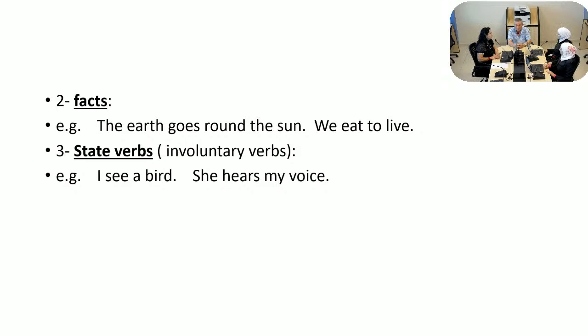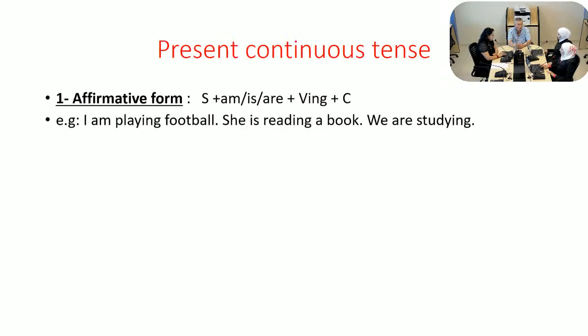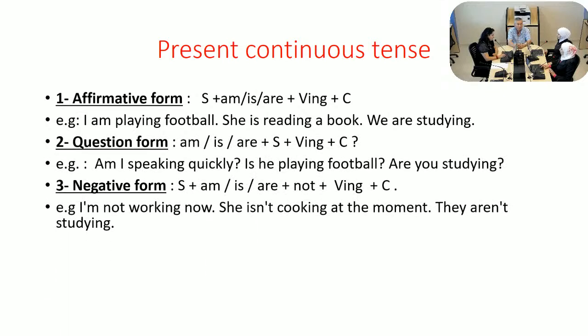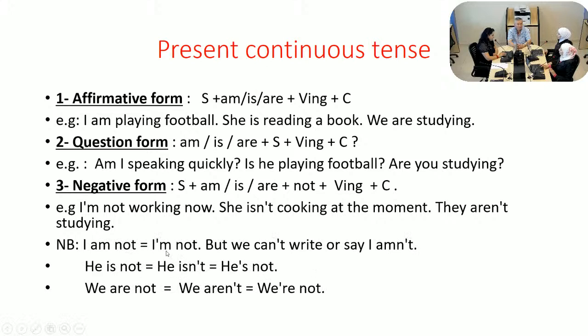Next, you're going to talk about the present continuous tense. The present continuous tense affirmative form is to use the verb to be in the present. So after the subject, we put am, is or are, and we add ing to the verb. This is the general idea. For example, I am playing football, she is reading a book, etc.